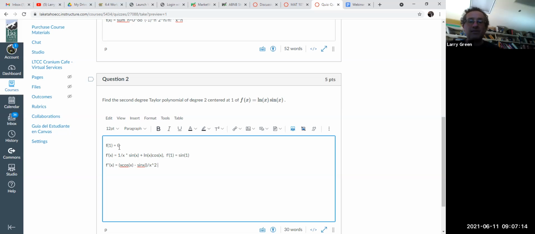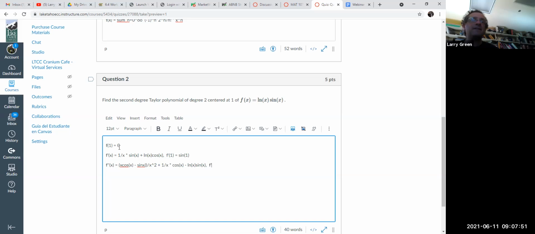And then plus, we got to use the product rule for ln of x cosine of x, and that's going to be 1 over x times the cosine of x. And then that's plus. And then we're going to have ln of x sine of x, and it's going to be a minus because it's negative, because the derivative of cosine is negative sine. So we're going to have ln of x sine of x.